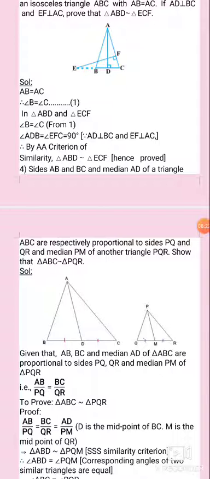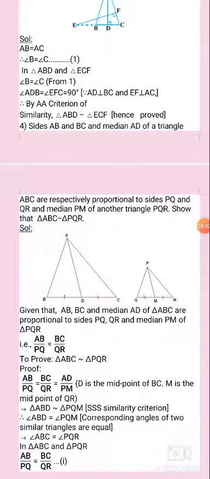Now D is the midpoint of BC, and M is the midpoint of QR. This implies triangle ABD is similar to triangle PQM, using the SSS similarity rule. Therefore, angle ABD is equal to angle PQM, since those two triangles are similar, by corresponding angles of similar triangles. This implies angle ABC is equal to angle PQR. That is, ABD, when you extend it, ABC, is equal to angle PQR.